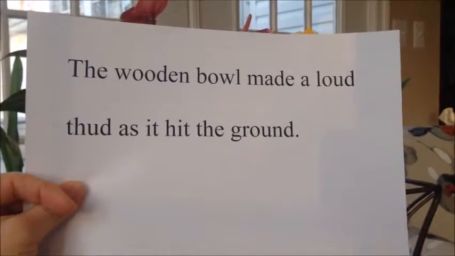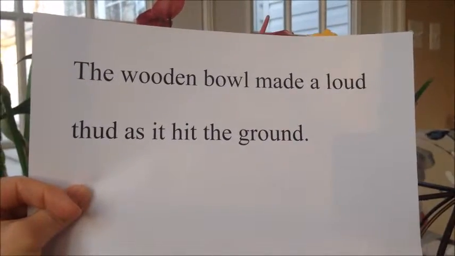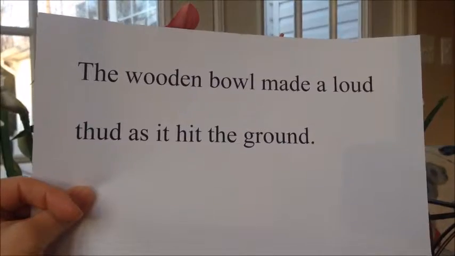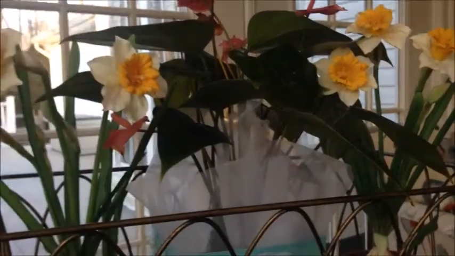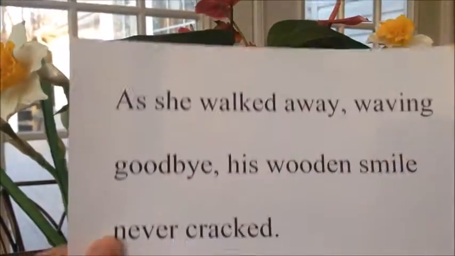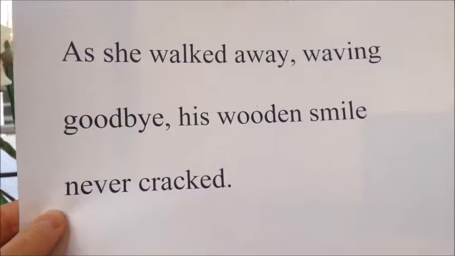As a final part of the exercise, the students will see these sentences written on the board. This will be the first sentence. The wooden bowl made a loud thud as it hit the ground. And then here you have your second sentence. As she walked away, waving goodbye, his wooden smile never cracked. So the particular idea of this last part of the exercise of putting these sentences on the board is to see if the students can identify, based on the discussion in class of denotation versus connotation, that difference within those two sentences. And not only that, but also give the reason why.